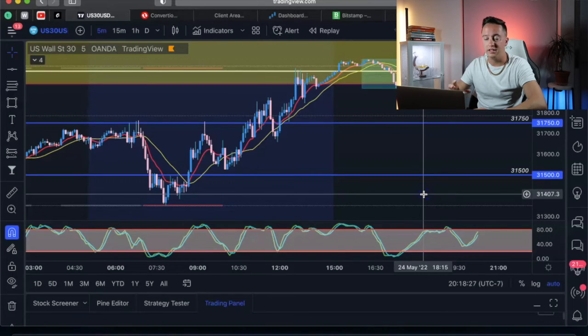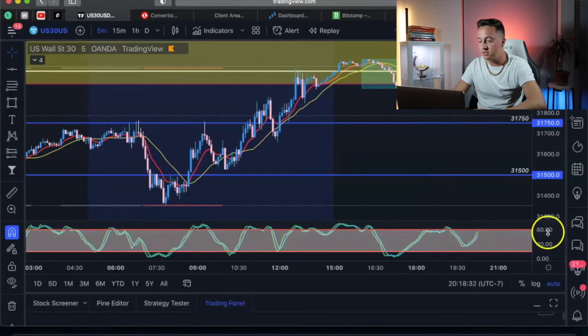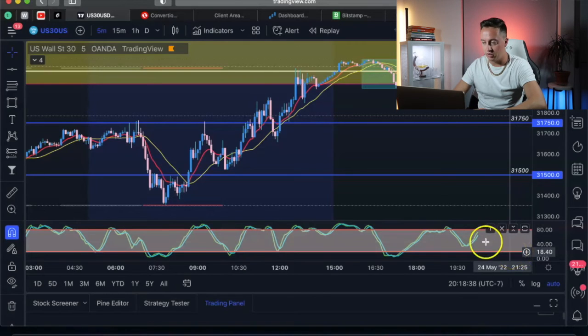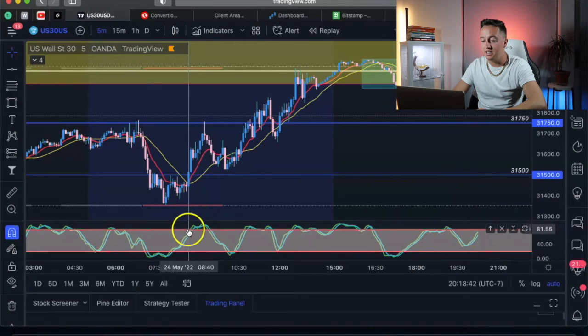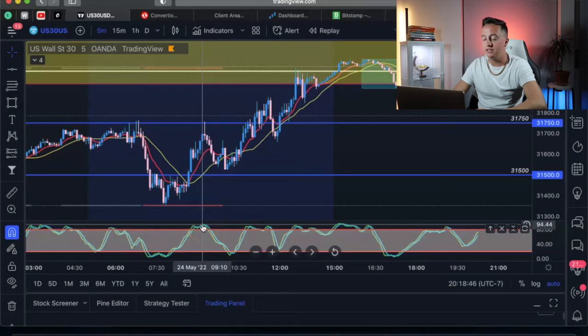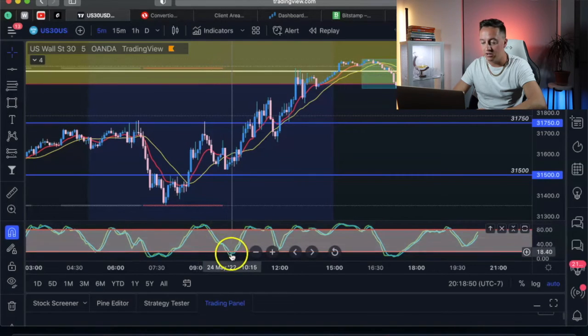Okay, so I'm going to just tell you guys what this means and how to read the stochastics. So we have our 80% level right here, and then we have our 20% level right here. So the bottom line, the red one, is the 20. Top red line is the 80. Whenever we see these lines crossing over the 80% level, that's telling us that the market is overbought. When we see that it's crossing under, that means that the market is oversold.